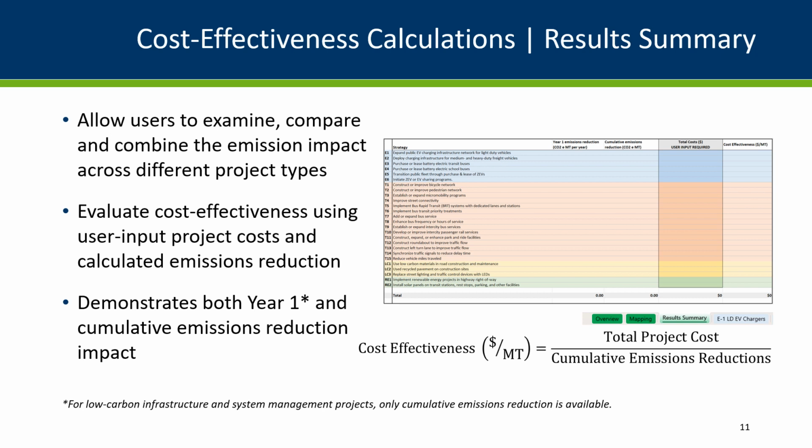As we can see here, the formula for this is quite simple, dividing the project cost by the cumulative emissions reduction of the project. Projects with multiple components can be calculated here as shown under the total cost effectiveness, this gray bar at the bottom. We should note that LCI projects, or low carbon infrastructure projects, do not have an annual emission reduction because their reductions are life cycle reductions.